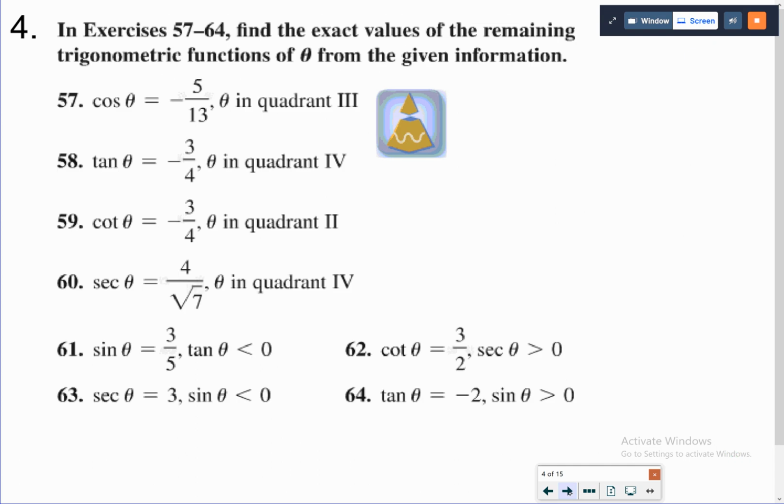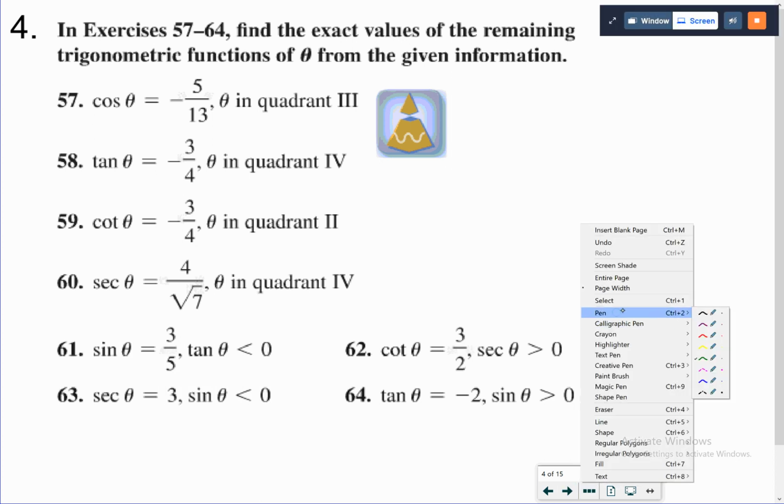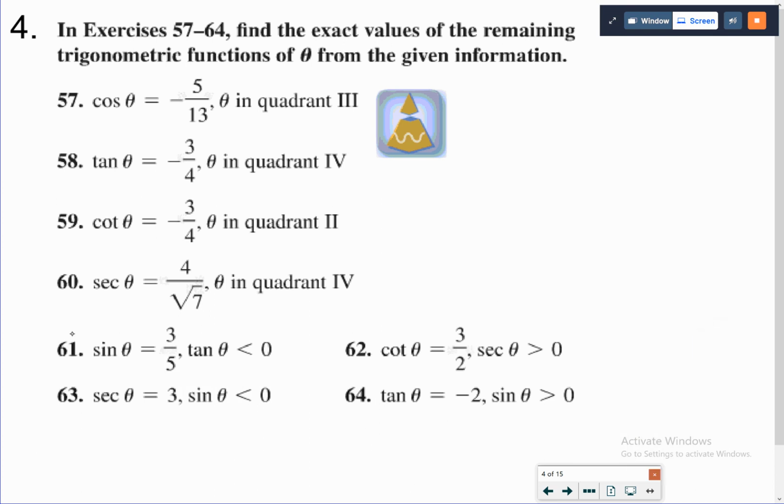Next one's kind of similar. We're going to have another triangle on this one. Okay, so here we have some information about a trig function. The problem here says find all the other trig functions. It won't say that on the test. It'll actually just ask you to find one other trig function. But you still have to draw the triangle. If it doesn't tell you a quadrant, you have to figure out the quadrant. Okay, which one do you want to do? 61, sure. Good choice.